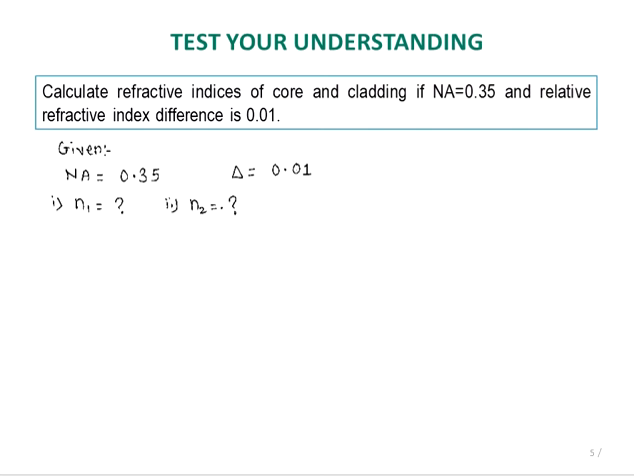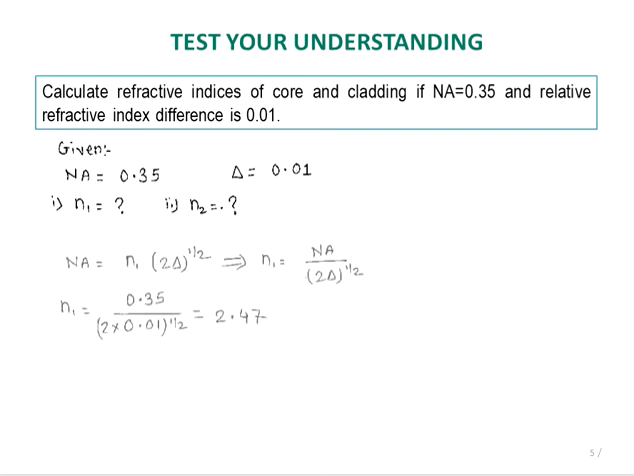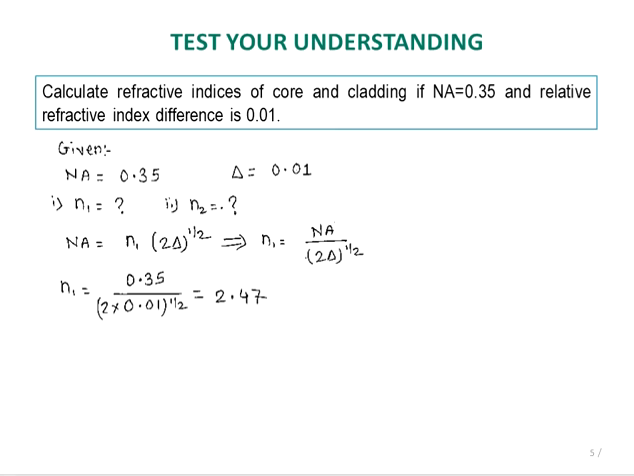Now the numerical aperture is given, so we need to find n1 and n2. First you can see there is one relation between NA, delta and n1. So n1 is the only unknown, we can definitely find n1. NA is equal to n1 (2 delta) raised to 1 by 2. n1 is equal to NA upon (2 delta) raised to 1 by 2. So n1 is equal to 2.47.